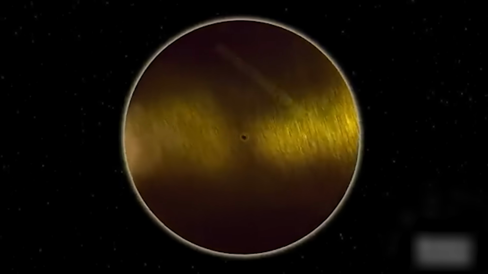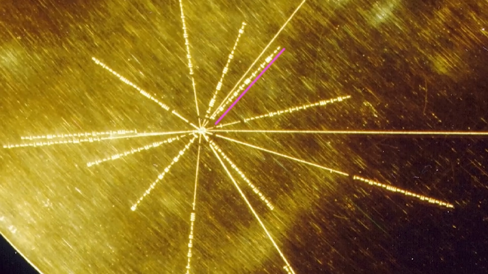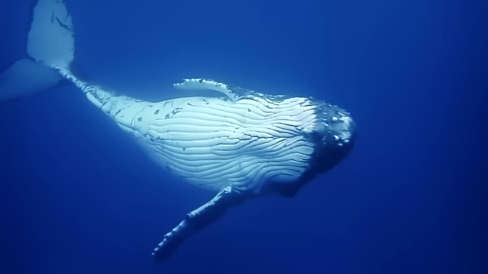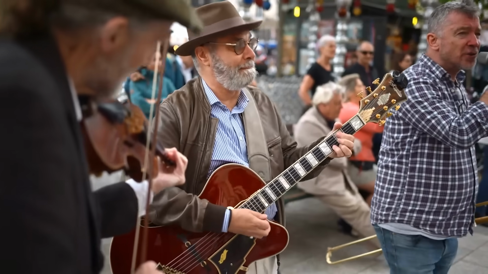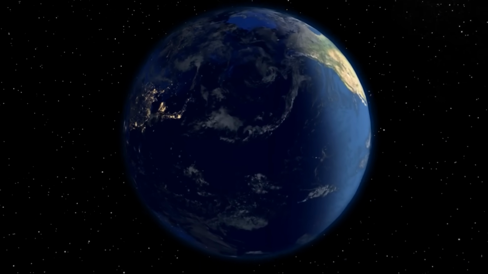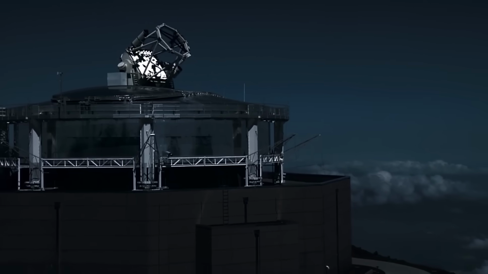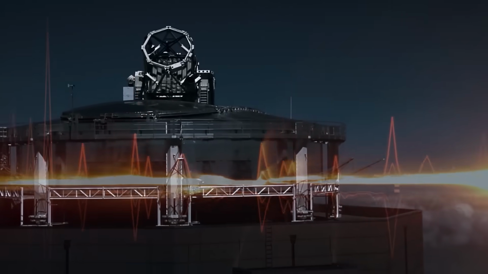It contained sounds and images selected to portray the diversity of life and culture on Earth. We sent out a map of our location, sounds of whales, a baby crying, music from Bach and Chuck Berry. It was a beautiful, hopeful gesture from humanity, a beacon of peace from a tiny blue world. For decades, it was a one-way message, but now it seems we may have gotten a reply.